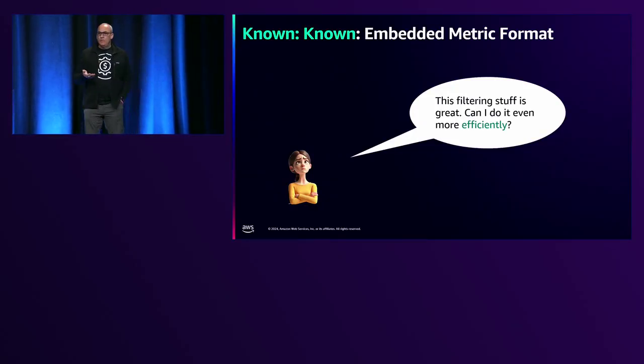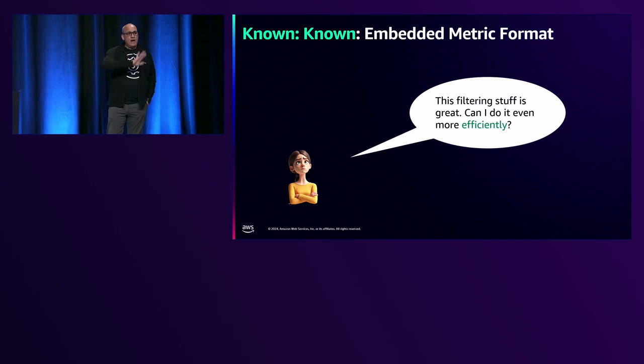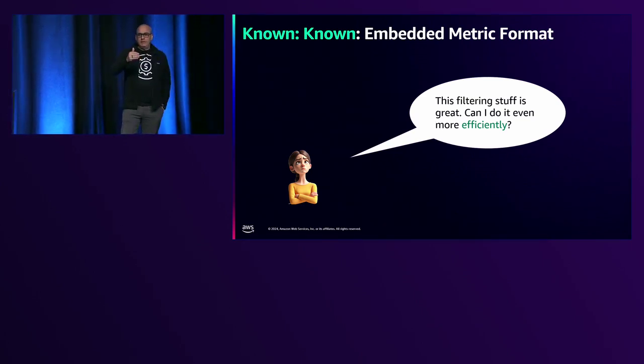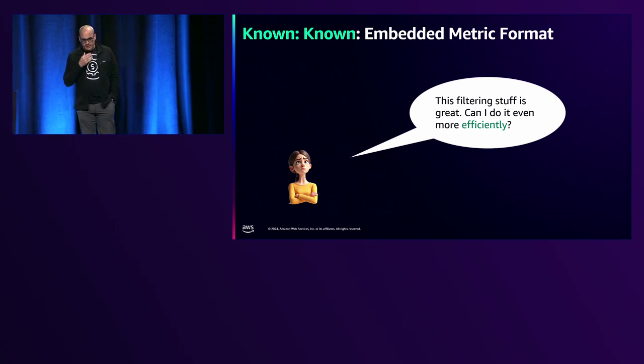Is there a more efficient way of doing it? Because what I just described, you have an existing log group, you have to go define the metric and define the filter and all that. Great. Is there a more efficient way of doing it? We should talk about embedded metric format, right? And let's go to the next slide, Nikhil, please.